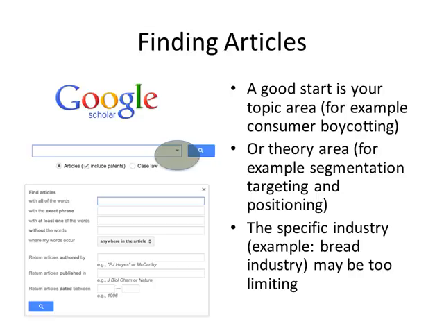Another option, if you're faced with a case study type of example, is to look up the specific industry. You can type that into the search bar. So for example, the bread industry or bakery. But keep in mind that a lot of articles aren't written necessarily for the industry that you've been given as a case study. So by starting off with just looking at that industry, it might be very limiting and not give you a lot of articles.